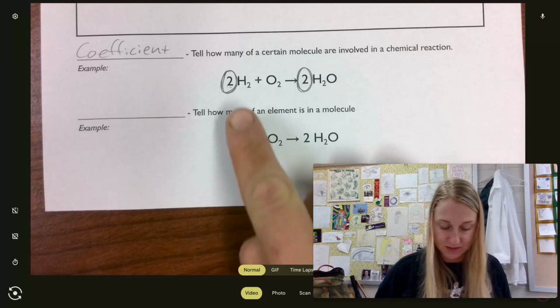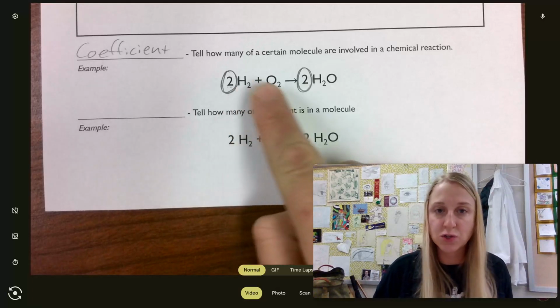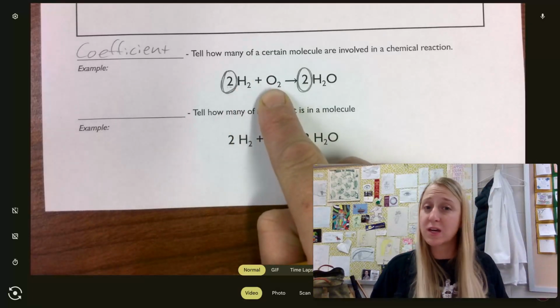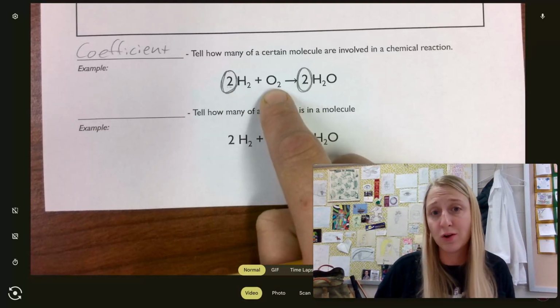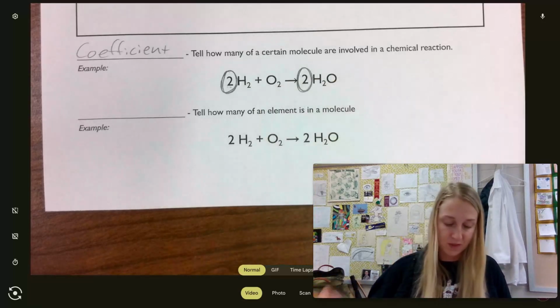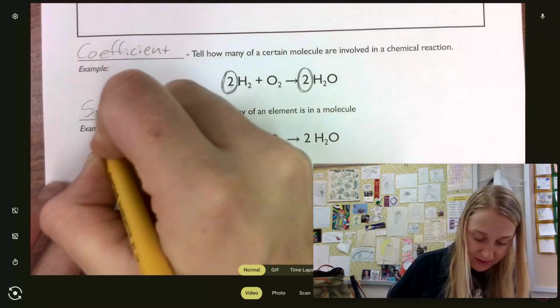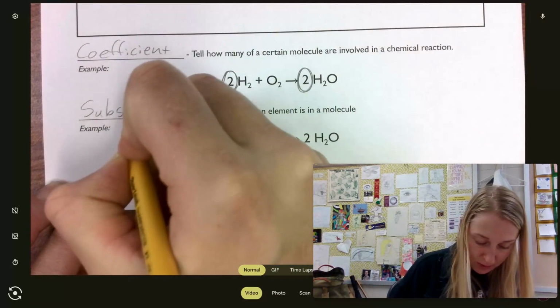All right, so that tells us that I have 2 molecules of H2. If there's no coefficient, we can put an imaginary 1 there. It just means that there's 1 O2 involved and then 2 H2Os. And then finally, we have a subscript.